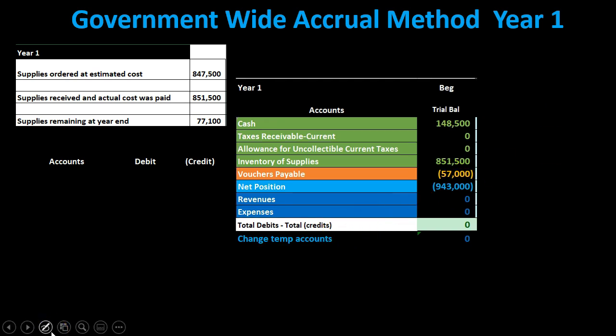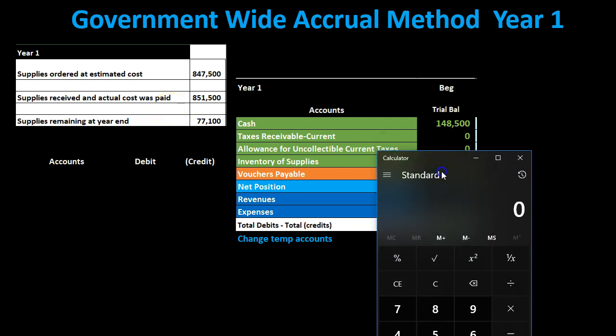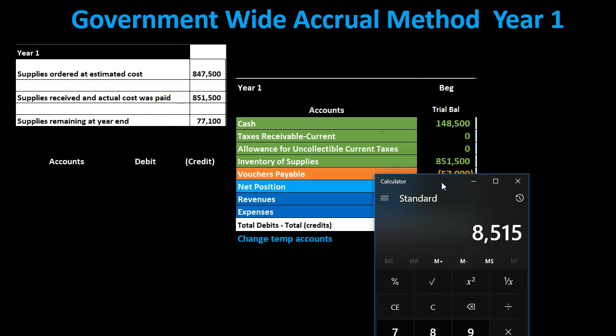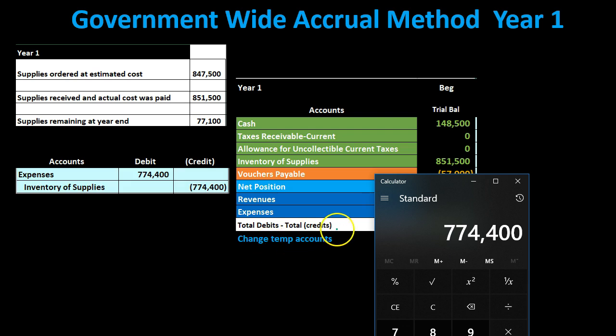Then we're going to imagine now it's at the end of the year and we've counted the supplies, what are the supplies left, and we're going to record the supplies in accordance with a periodic type system. We have the beginning inventory, then we have these purchases, 851.5. That's what's left here now. Then we counted it at the end of the time period. We're left with 77.1. So we'll subtract that. That's what we have left. So we have consumed under an accrual basis, therefore the expenses being 774,400. So that's going to be our transaction.